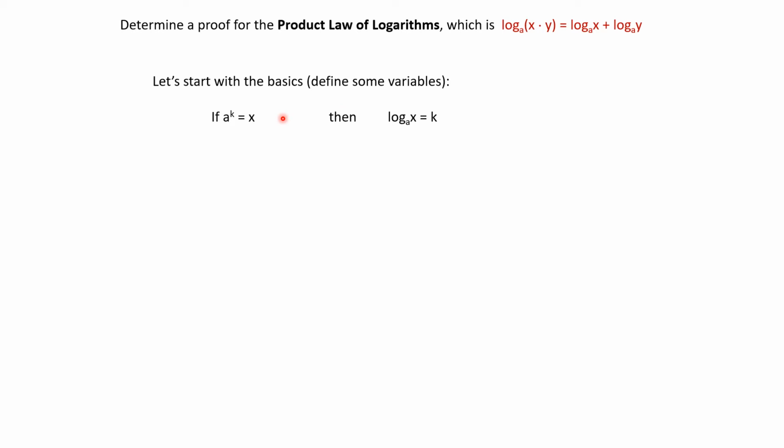Now, you wouldn't know this because you haven't really done proofs like this before, but we're going to introduce some variables here. We're going to let a to the power of k equal x. So then converting that to log, we have this form here. So I have this little piece here, log base a of x. I'm trying to get this when I'm done, right? So I'm going to introduce some variables.